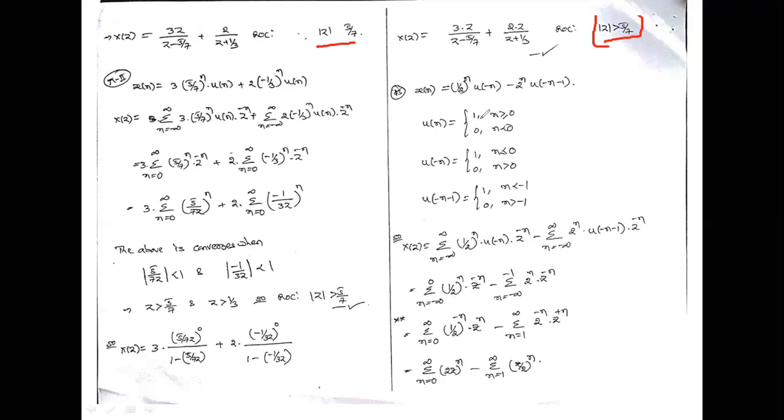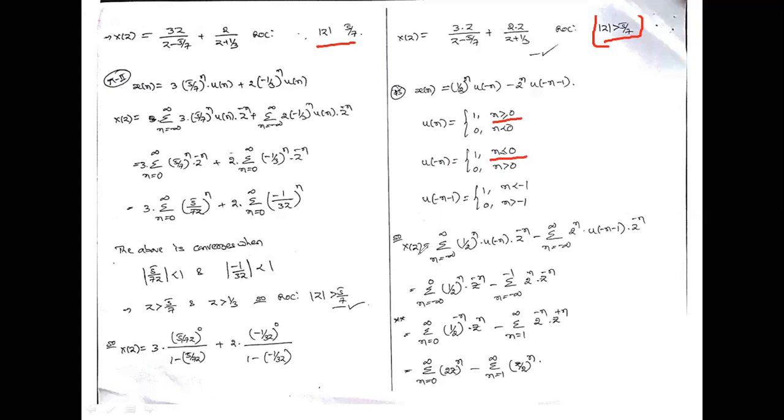Mu of n is 1 for n greater than or equal to 0. Mu of minus n means 1 for n less than or equal to 0. Here it is greater than or equal to 0, and this one is less than or equal to 0 because it is a folded function. Mu of n, mu of minus n is a folded function. Similarly, mu of minus n minus 1 is 1 for n less than minus 1. Got it, my dear students?